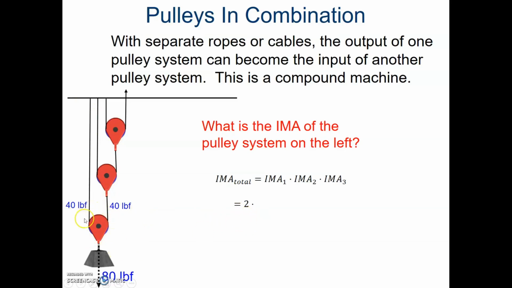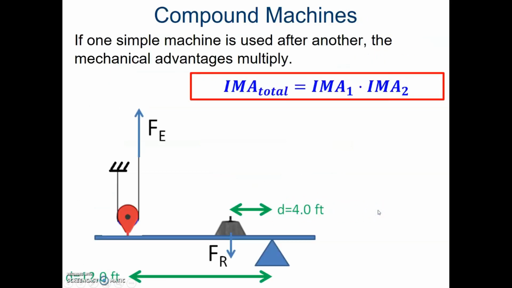So I know that the mechanical advantage of the first one is 2, of the second one is 2, and of the third one is 2. To find my total mechanical advantage, I just need to multiply all 3 of those together, and we find that the mechanical advantage for this system of pulleys is 8, because I took each pulley separately, multiplied them together, and got my value. Let's look at a little more complex version of this.